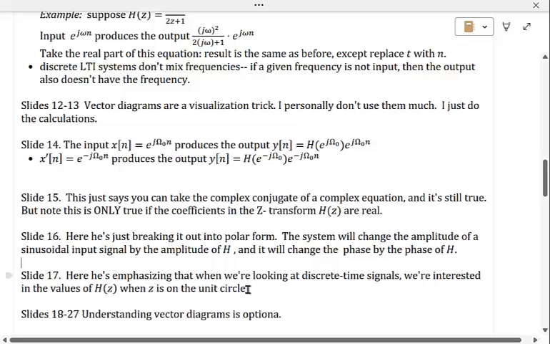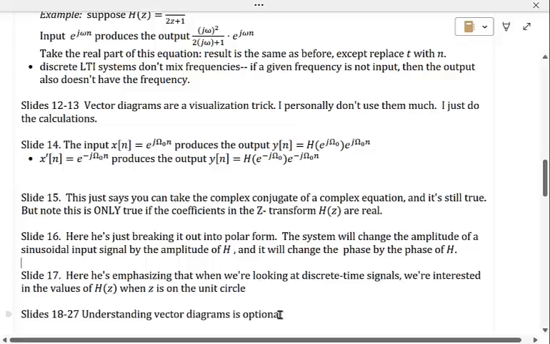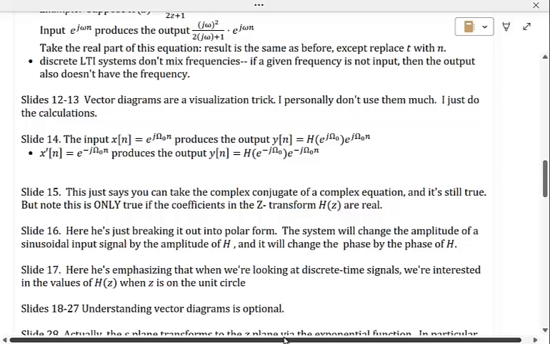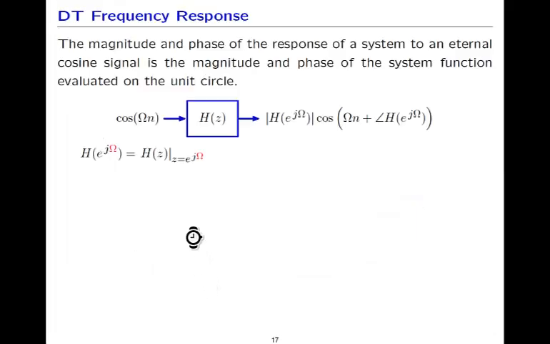When we were doing continuous time, we were looking at the imaginary axis, right? We replaced s with j omega. But here we're replacing z with e to the j omega n, which is a complex number of unit magnitude. Now the next several slides talk about these vector diagrams, and it's not critical to understand what's going on here. It gives some intuition.